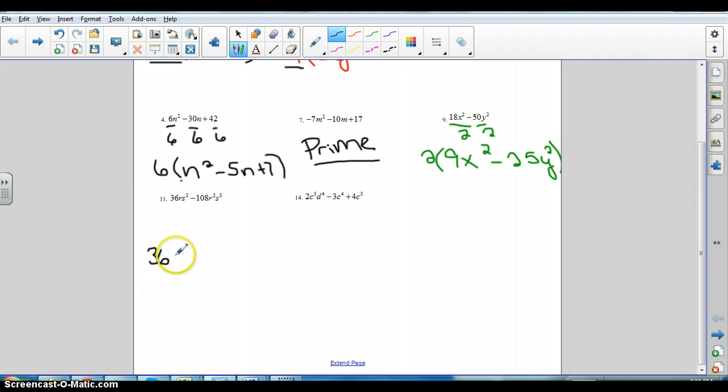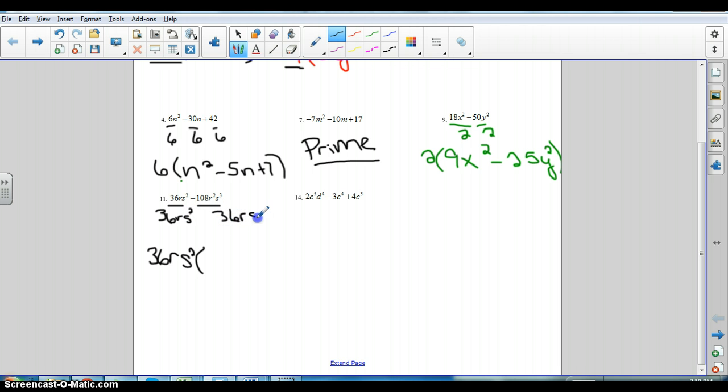Okay, so I've got my number. Now I'm going to look at my letters. I have 1 R here and 2 R's here. Remember, I can only take out the smallest one, so I'm just going to take out 1 R. Here I have 2 S's and 3 S's. Once again, I can only take out the smallest, so I'm going to take out 2. Then everything left goes in the parentheses, so I'm going to divide each piece by 36RS squared.